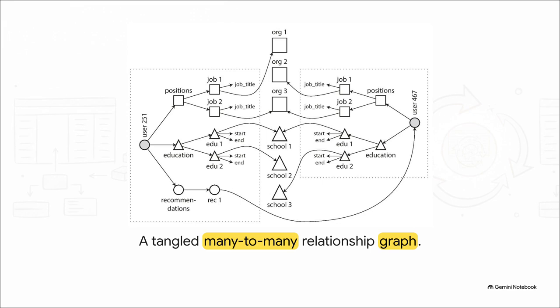Suddenly, a company name isn't just a string of text anymore. It's a clickable link to a dedicated company entity, which has its own profile, its own employees. Boom, you've got many-to-many relationships. What used to be a simple, isolated tree structure is now a totally tangled graph. You've got multiple users linking to the exact same organizations, the same schools. That perfectly self-contained document model, well, it's not so self-contained anymore.